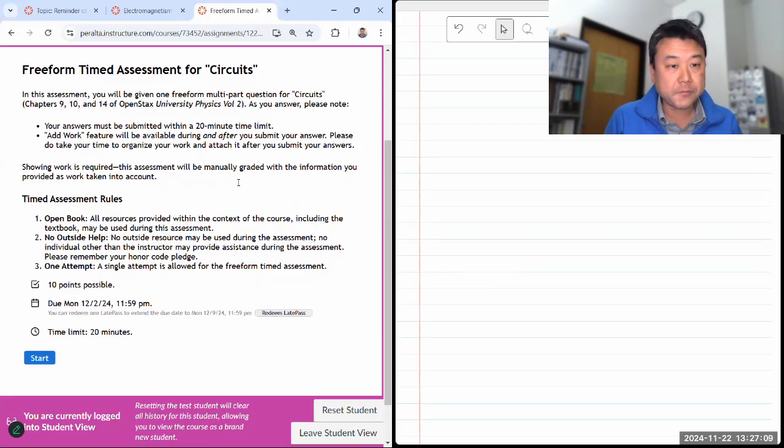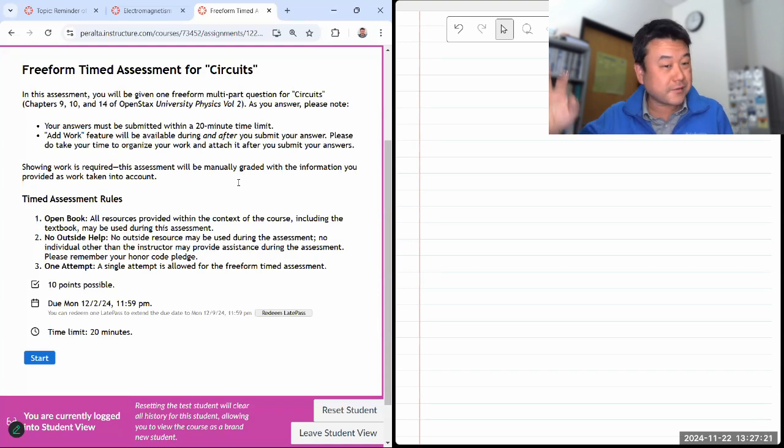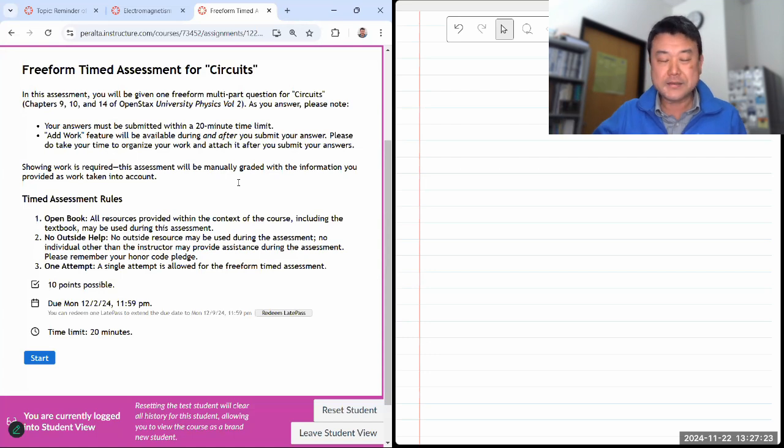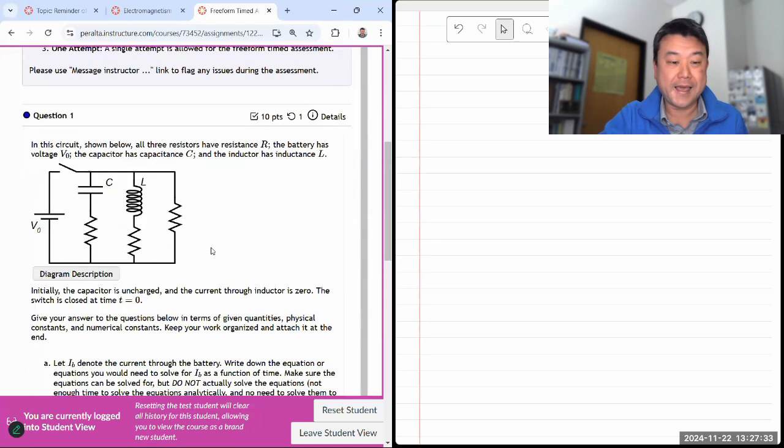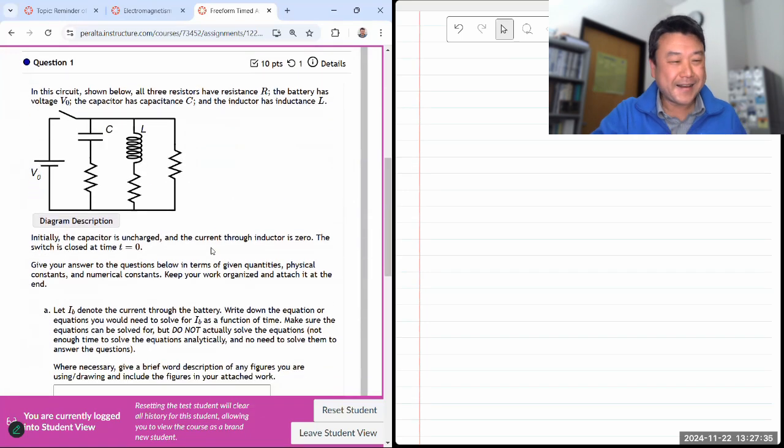So let me do this freeform timed assessment demo. As I was saying, I didn't preload the dice this time, so there's a small chance that I'll get the same question, the one question I've done before. If I do, then I'll just reset it and try it again. So here's hoping that the first attempt will get a different question from what I've done before. And we got lucky. So let's do this.